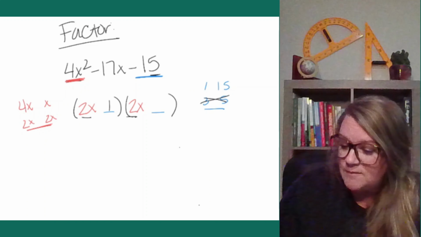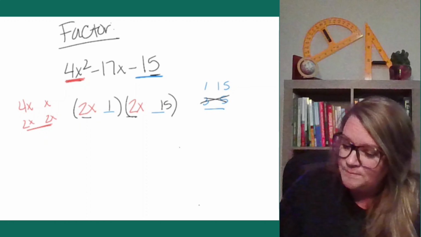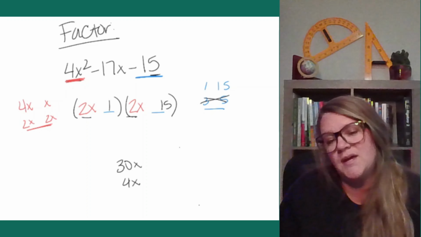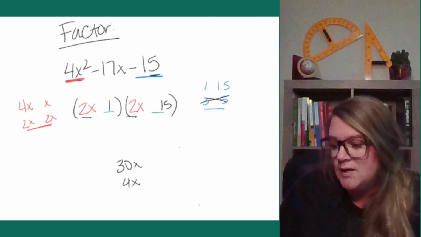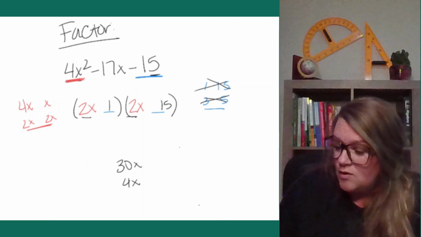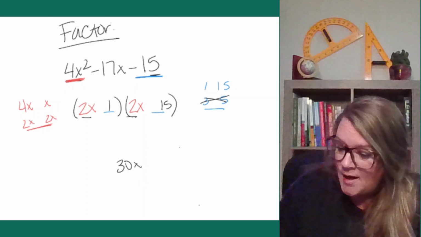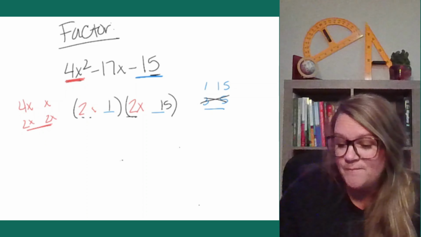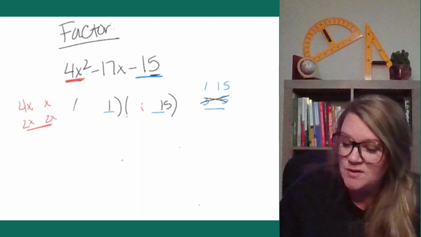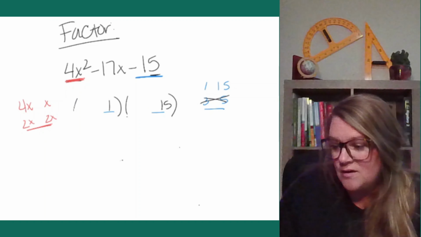Let's try 1 and 15. 1 and 15. Let's do outer. Outer gives me 30x. Inner gives me 4x. Can I make a 17 out of that? No, I can't. This one doesn't work either. Okay, so what does that tell me? That tells me that I have to try something else in the front. I can't have 2x and 2x here. I have to guess something else.